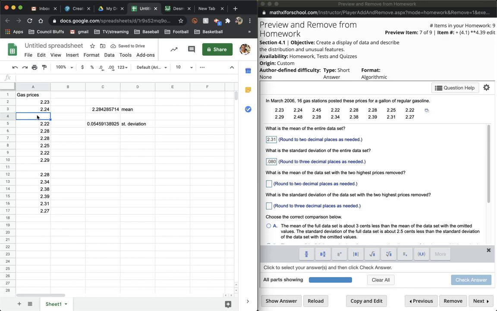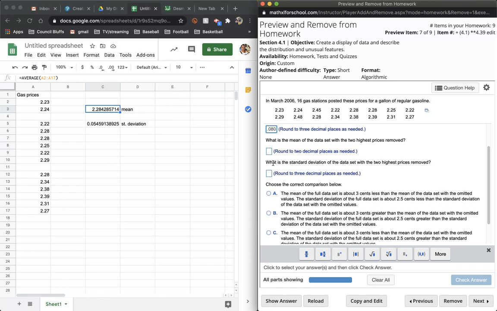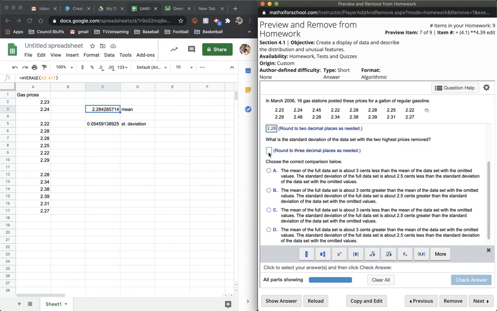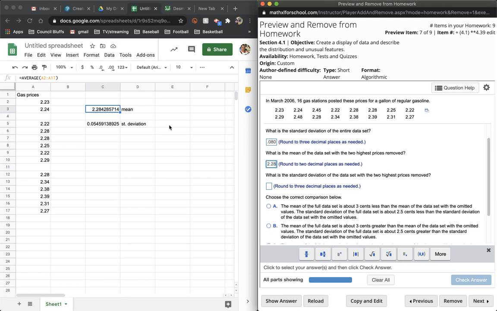Okay, so let me just see here. If I put those back in, notice it goes back to where it was before. But if I delete those 2 numbers, it automatically adjusts, which means I don't have to go through that process again. So the mean of the data set with the 2 highest prices removed, rounded to 2 decimal places, is going to be $2.28. And then the standard deviation, rounded to 3 decimal places, is going to be 0.055.